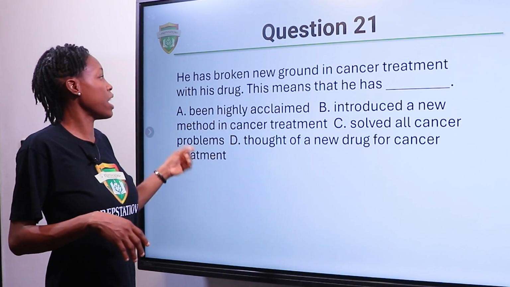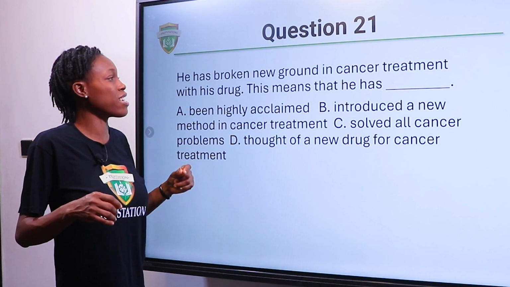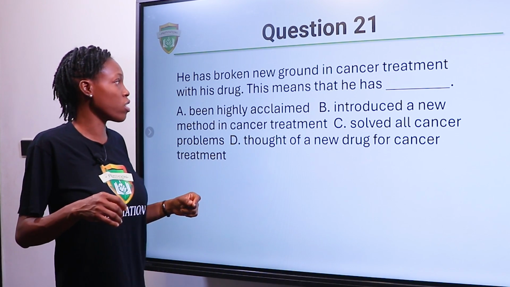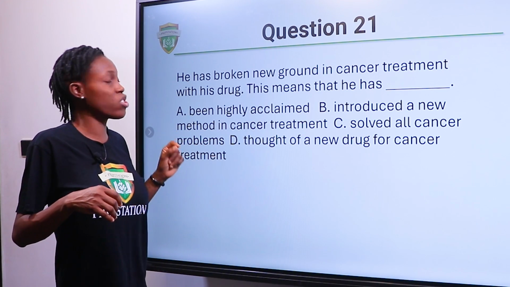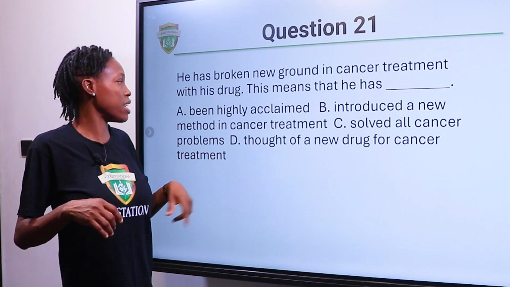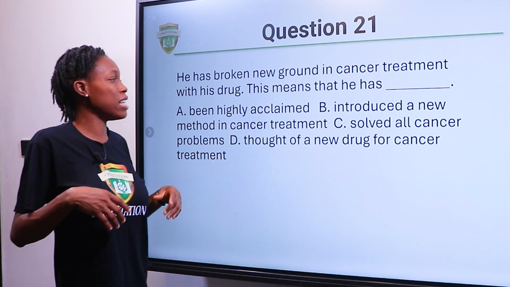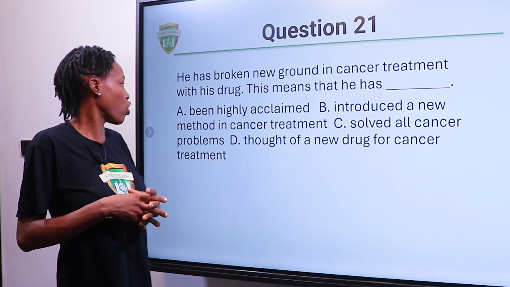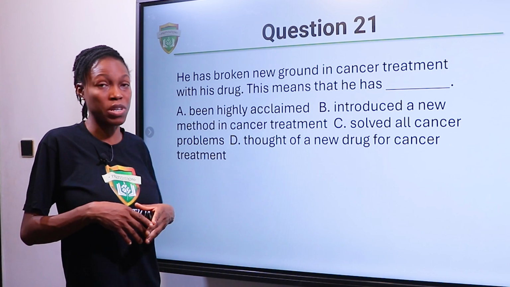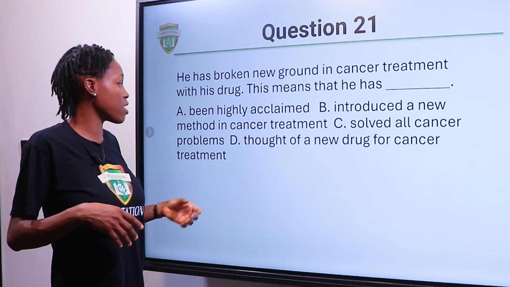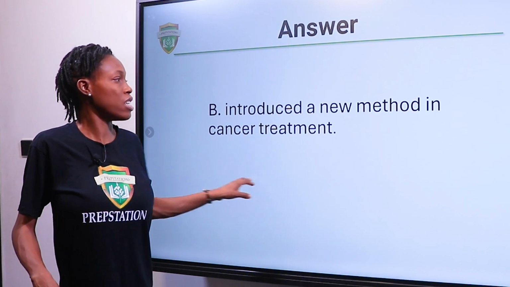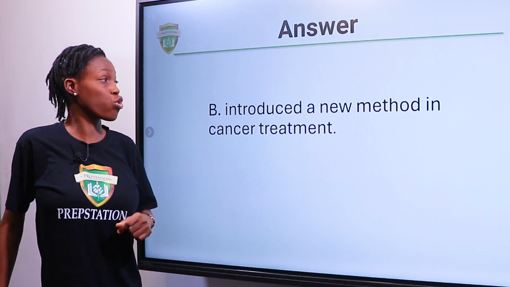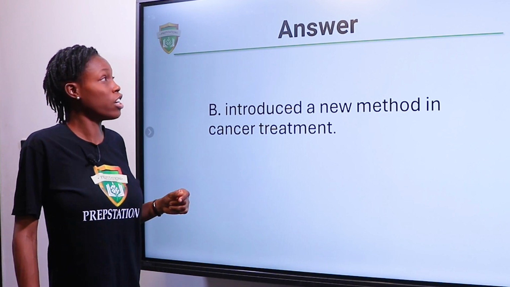21. He has broken new ground in cancer treatment with his drug. This means he has dash A, been highly acclaimed, B, introduced a new method in cancer treatment, C, solved all cancer problems, D, thought of a new drug for cancer treatment. The answer is B, introduced a new method in cancer treatment.